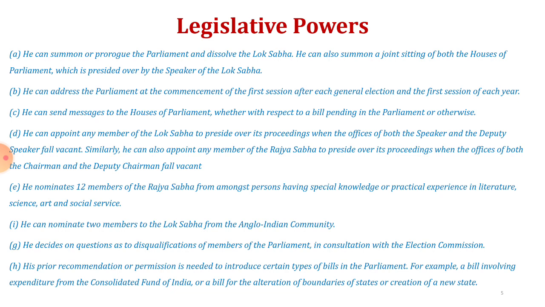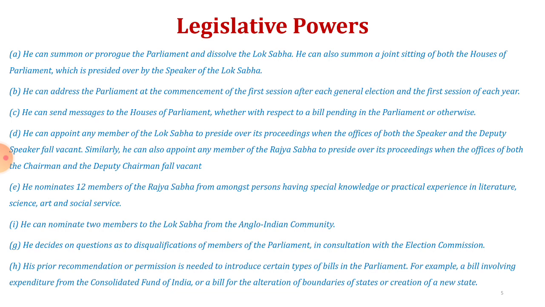So when the seat of the speaker and deputy speaker is vacant, in that case the president has the power to appoint a person to preside over the proceedings. Similarly, he can also appoint any member of the Rajya Sabha to preside over its proceedings when the offices of both the chairman and deputy chairman fall vacant. He nominates 12 members of the Rajya Sabha from amongst persons having special knowledge or practical experience in literature, science, art and social service.